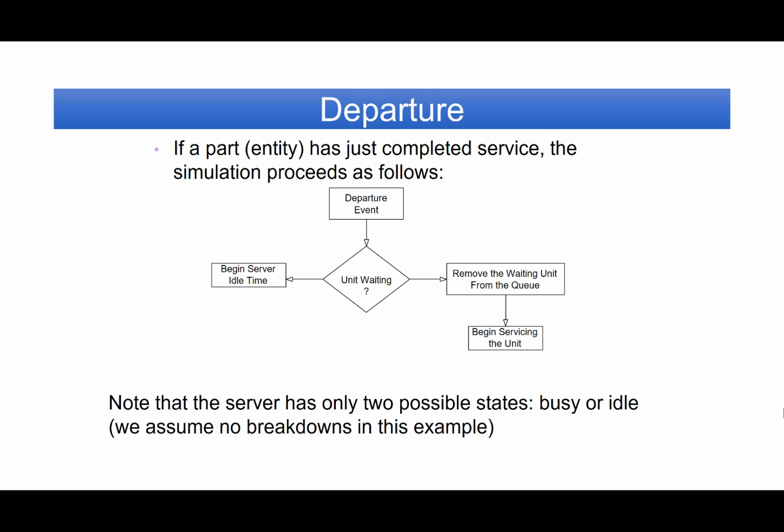If a part or entity has just completed service, the simulation will process the departure event in a similar method. In this case, the event determines if there's a unit waiting. If there is a unit waiting, it will remove the waiting unit from the queue and begin servicing it. If there is not a unit waiting, it will begin the server idle time. Again, note that the server only has two possible states, busy or idle. This is a very simple model for our illustrative purposes, and in actuality, most models will be much more complicated.